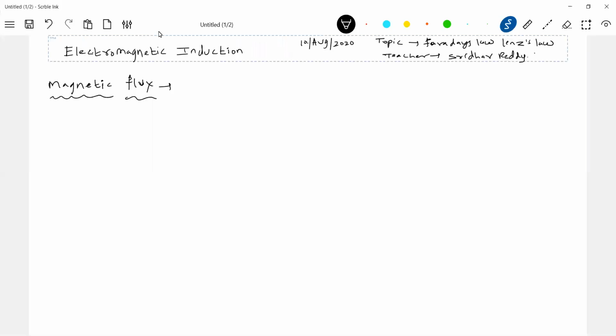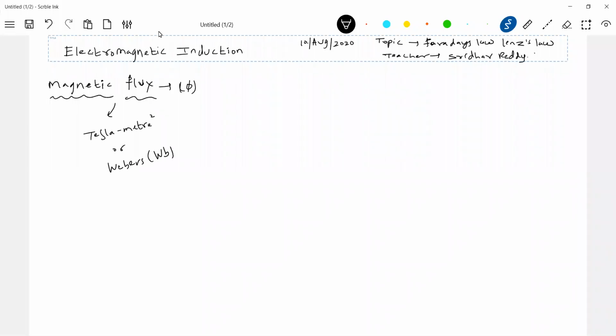Now, magnetic flux. How we had electric flux, the symbol will be this one. So what is the unit for magnetic flux? We can write Tesla meter square or Webers.